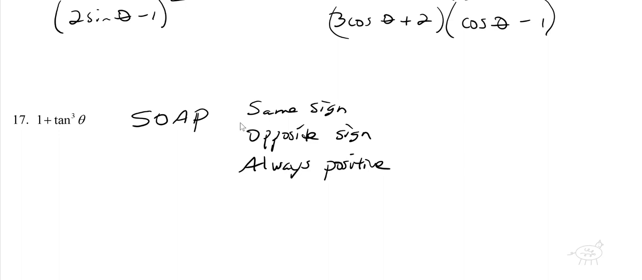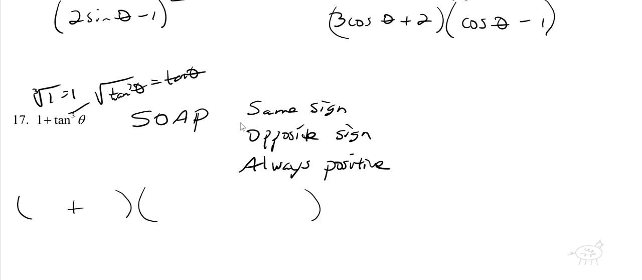So what I always tell kids to do, you take that 1 and you take the cube root of 1, which is 1. And that one, you take the cube root of tangent cubed of theta, which is tangent of theta. Okay, so when you draw your parentheses, it's the same sign, opposite sign, always positive. Those are your signs. And remember, in the first spot here, you just put the first two terms, 1 and tangent of theta. For this next spot here, you're squaring the first term, so that's 1. The last spot, you're squaring tangent of theta, which gives you tangent squared of theta.